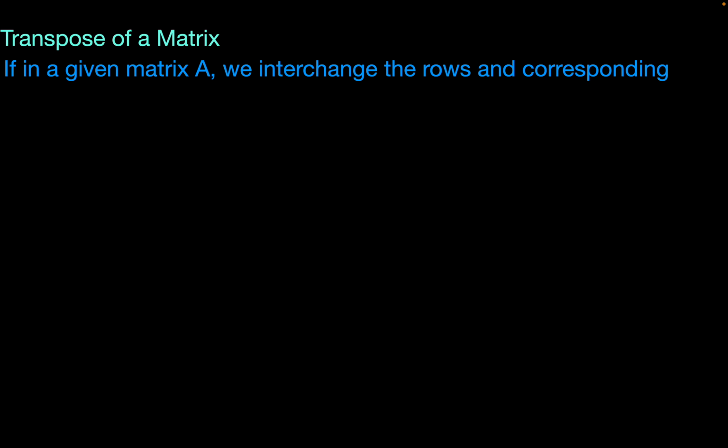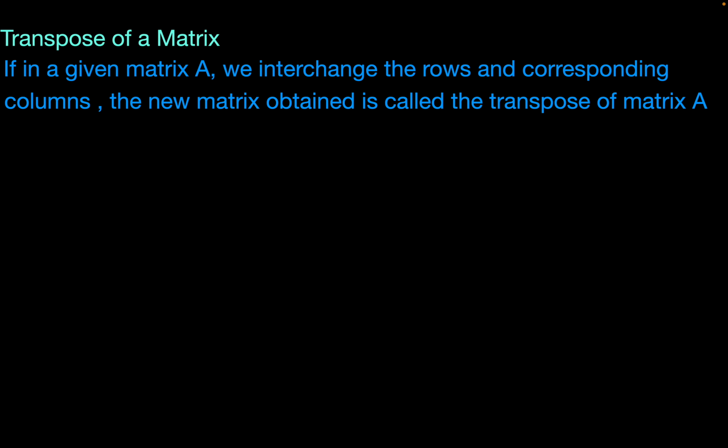Now let's understand how to get the transpose of a matrix. If in a given matrix A, we interchange the rows and corresponding columns, the new matrix obtained is called the transpose of a matrix, and it is denoted by A with the superscript T or A prime.